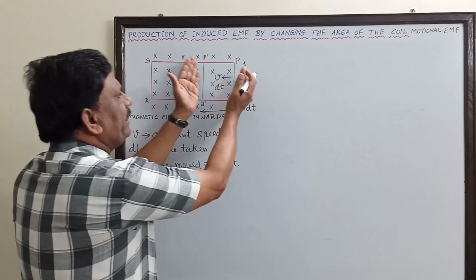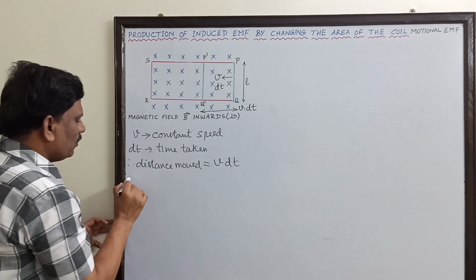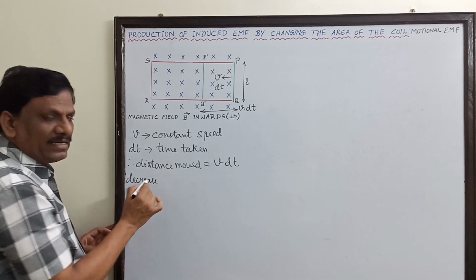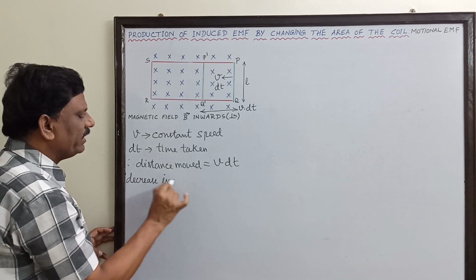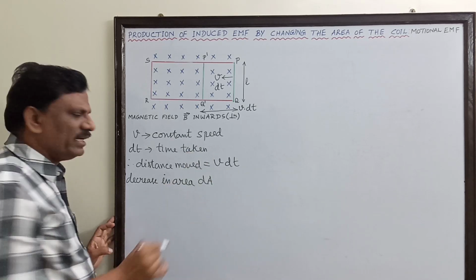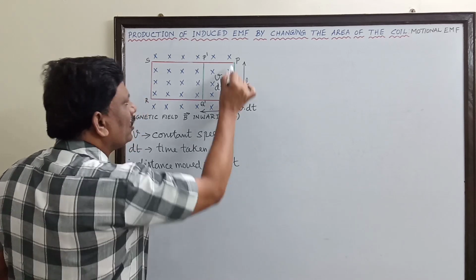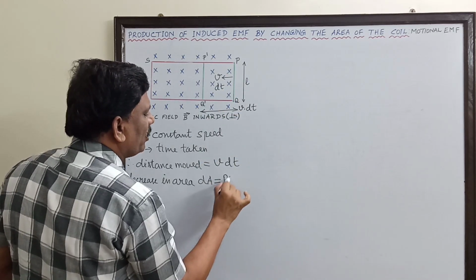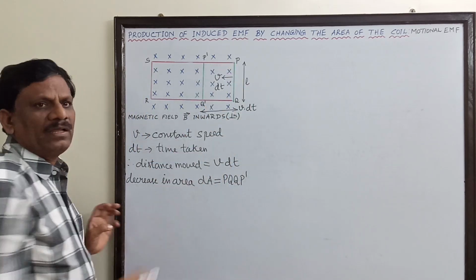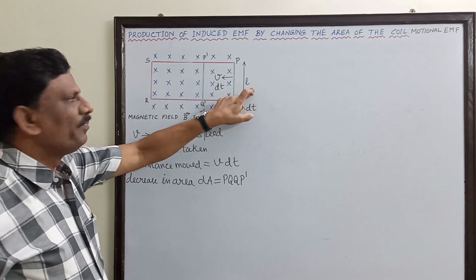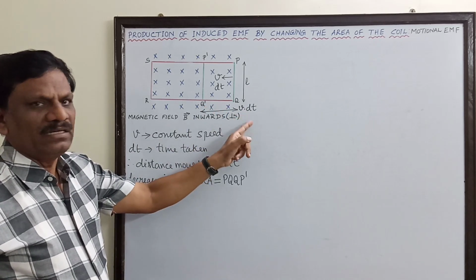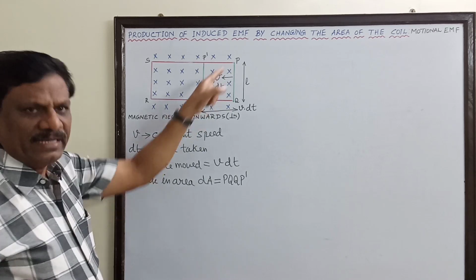Also, how much area is now reduced? The decrease in area is also called the change in area, dA. dA is the change in area, and that is equal to the area PQQ dash P dash. This small area has length L, and the width it has moved is equal to V into dt. So how much is the decrease in area?